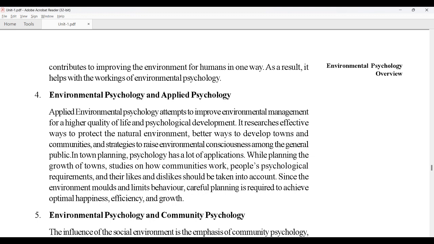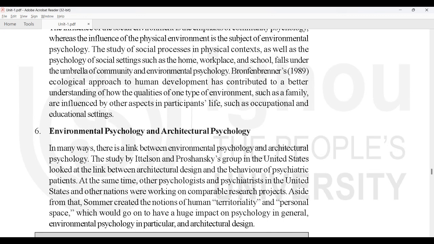5. Environmental psychology and community psychology. The influence of the social environment is the emphasis of community psychology, whereas the influence of the physical environment is the subject of environmental psychology. The study of social processes in physical contexts, as well as the psychology of social settings such as the home, workplace, and school, falls under the umbrella of community and environmental psychology.